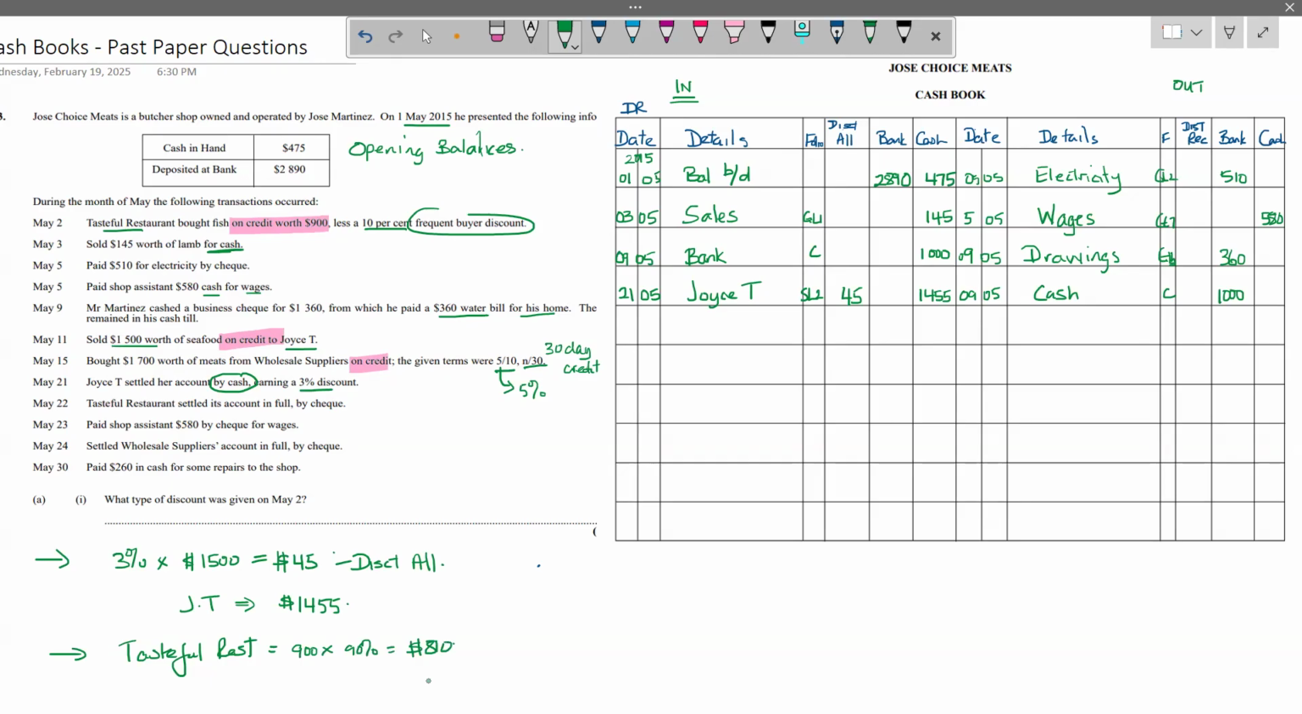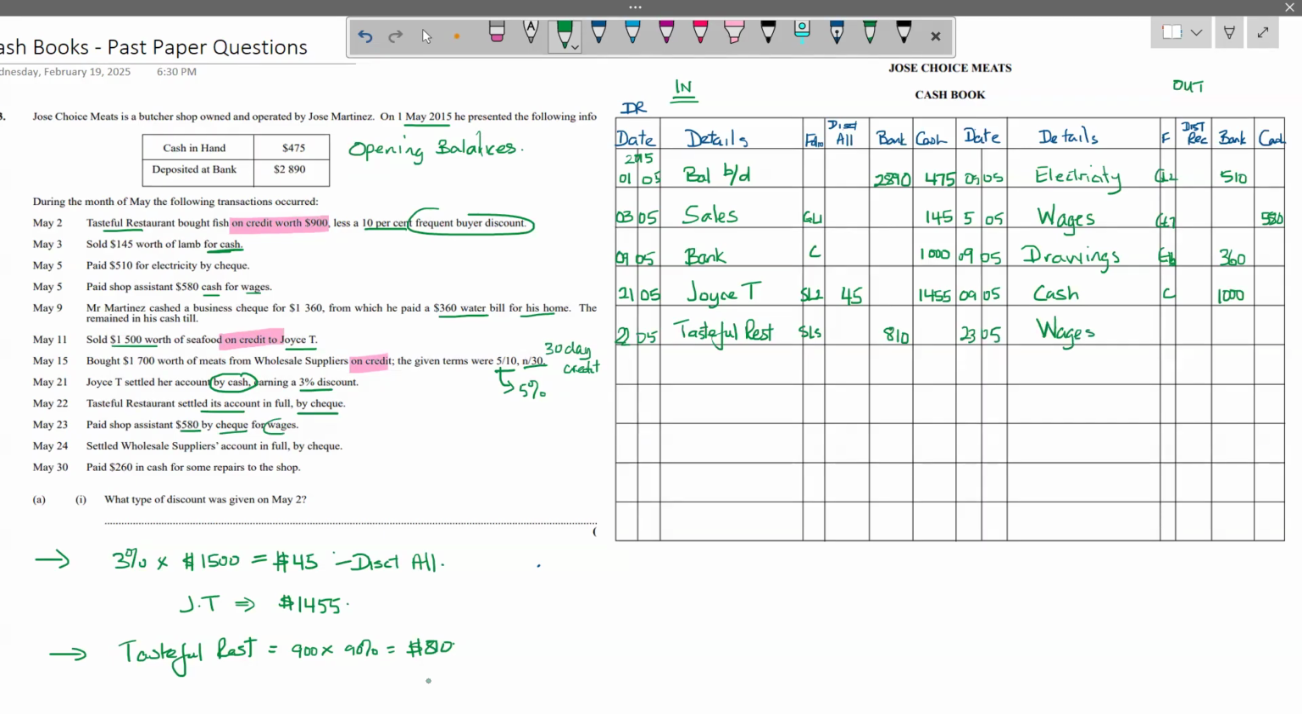So they're paying $810 for those goods. And they settle their account by check. Right? Settle their account means that they made full payment. So we are getting money. So 22nd of May, Tasteful Restaurant. I'll abbreviate it. They will be in our sales ledger as well. And they are paying by check. And we put in 810 here. Yeah. On the 23rd of May, we paid shop assistant $580 by check for wages. That's money going out. So on the 23rd of May, wages, not shop assistant, but wages.